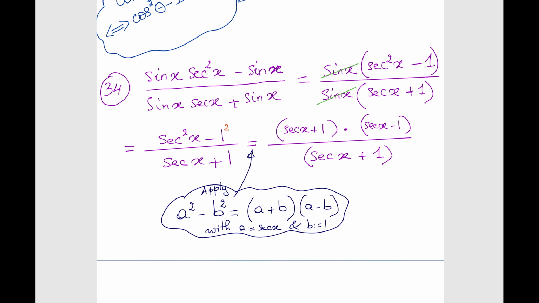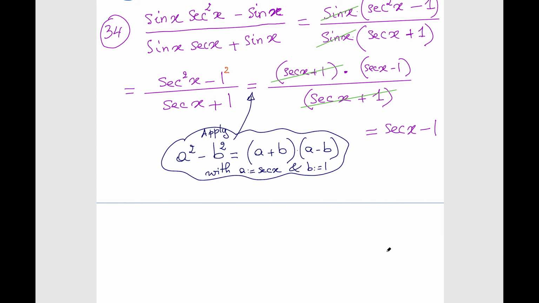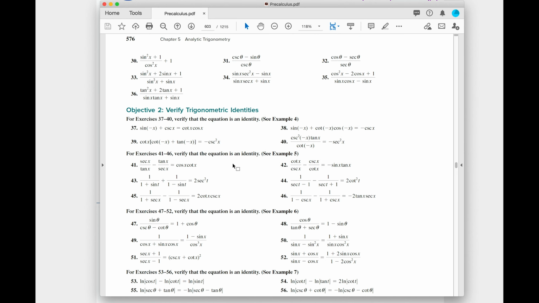How about we choose a different color? Simplify by this and this, the same package. And we're left only with secant x minus 1, right? And it has no quotients here, so we're done. This is 34. Okay. 36.